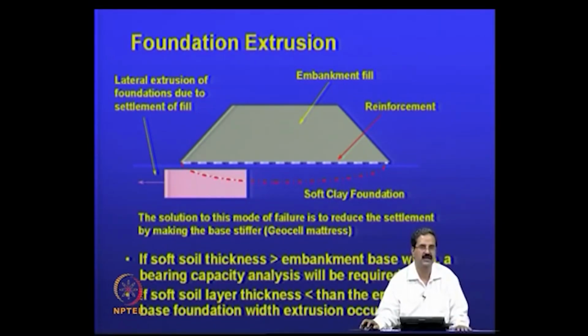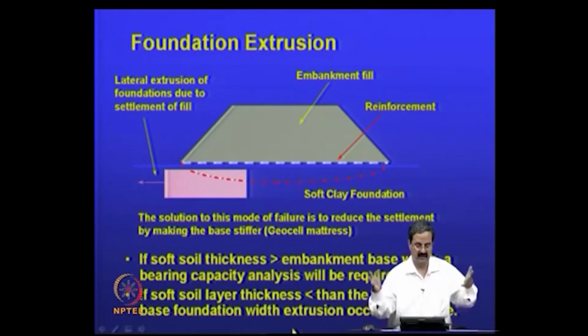These are quite natural in some places. If this soft soil thickness is more than the embankment base width, a bearing capacity analysis is required, because it can fail by bearing capacity. Maybe it is nice that you can construct, but then the possibility is that if the whole thing sinks, it is a risky thing. So, you need to do a bearing capacity analysis, and that is the reason why you may have to even provide stone columns in some cases.